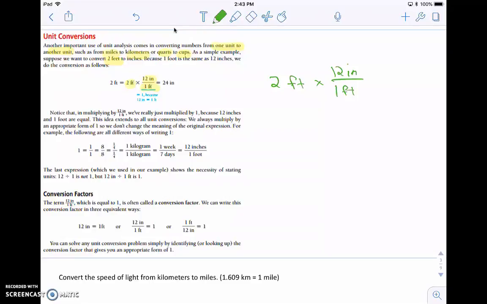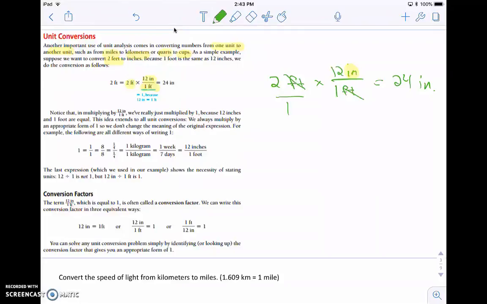And then notice that the units, so technically this is like 2 over 1 here when we look at the fractions, the feet cancel, and the unit I'm left with here is inches. And so then I just multiply my numerators together, so 2 times 12 is 24. My denominators, 1 times 1, which is 1, and I'm left with 24 inches. So that's the basic idea of unit conversions.